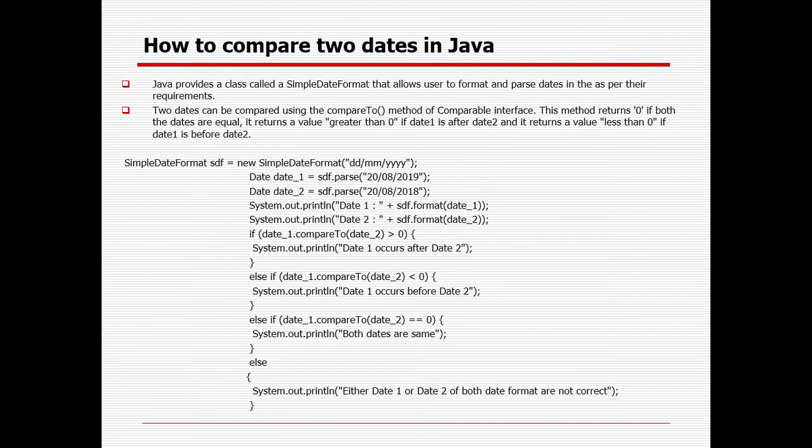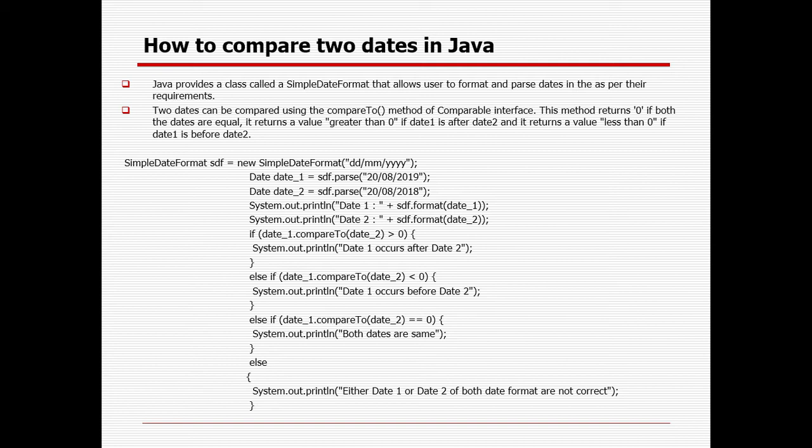Java provides a class called SimpleDateFormat that allows the user to format and parse dates as per the requirement. SimpleDateFormat is a class available in Java through which we can create an object or instance. Then using that object, we can use the parse or format method to convert our date. Two dates can be compared using the compareTo method of the Comparable interface.